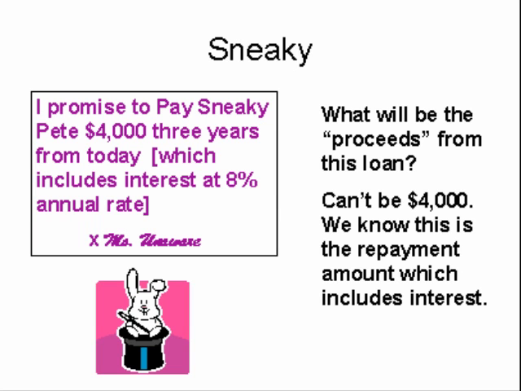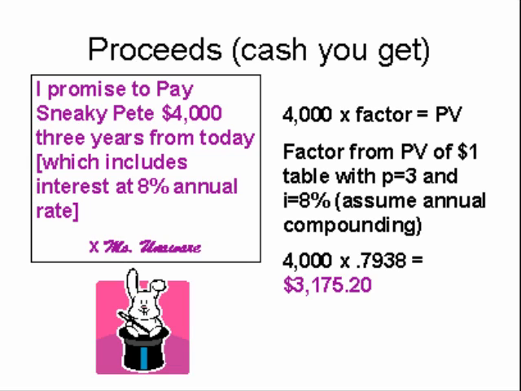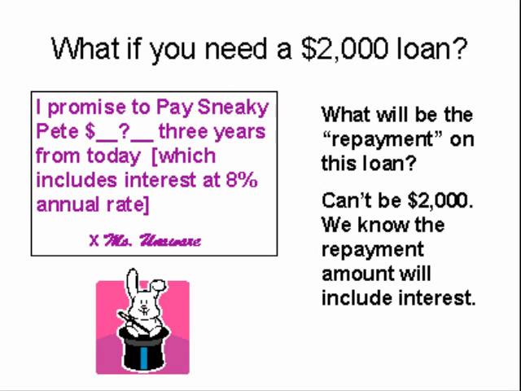Here's a note. I'm going to repay $4,000 3 years from now. That's the future value. That's what you're going to repay. That includes interest. So what are you going to get if you sign a note like that? You're going to get the present value. What will that be? That's right. You go to the present value of a dollar table and you look up the factor, and it'll be $3,175.20. That's exactly right. So you're going to get the $3,175 and have to repay the $4,000, and the difference being the interest over the life of the note.